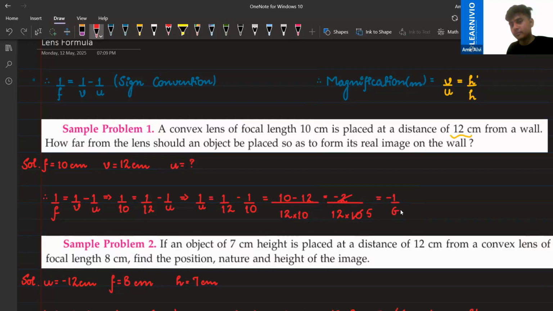Okay? So you have to calculate u. So u would be equal to negative 60 centimeter. Is this clear, all of you? Yes, sir. Please note it down and let me know and try to solve the next question, everyone. If not, I'll explain it to you.